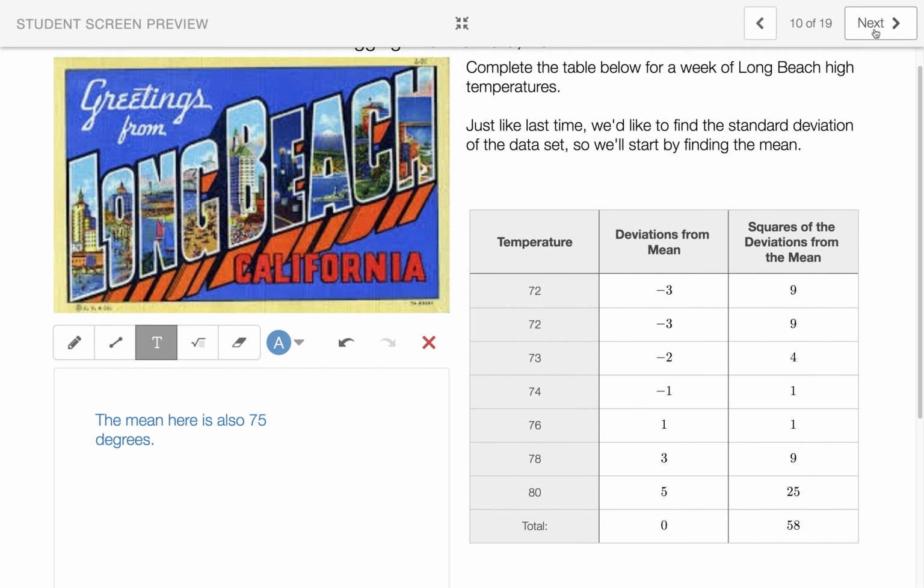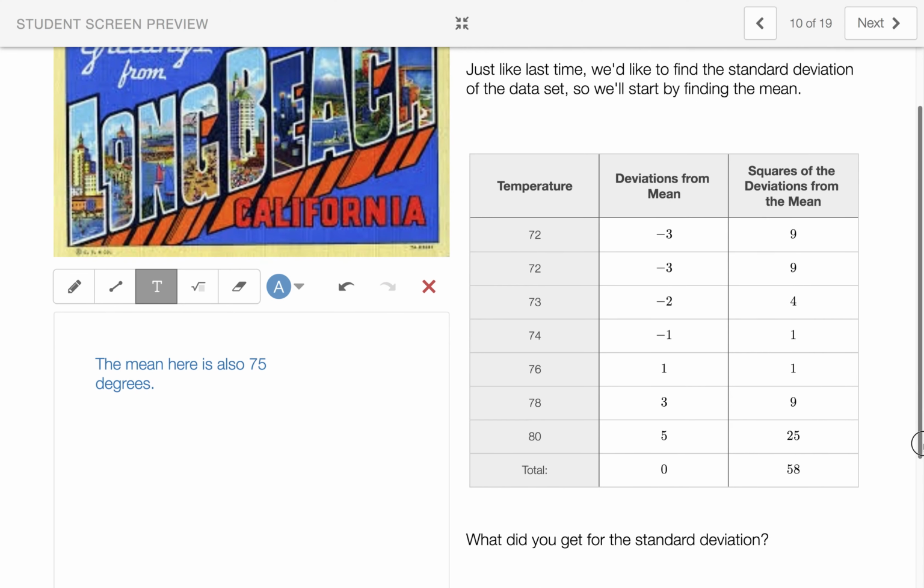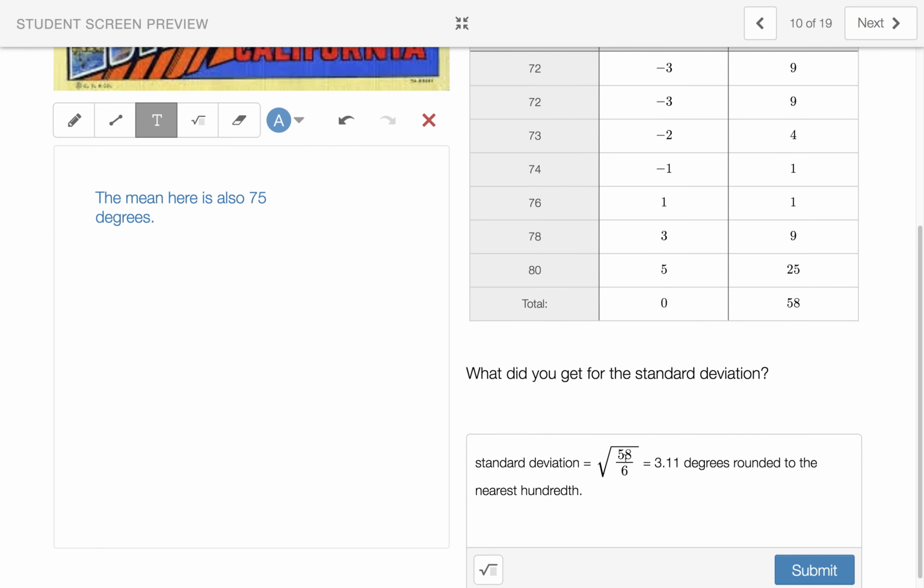So then we have Long Beach temperatures listed. We need to do exactly the same thing. The mean here is also 75. You should double check me on that, but it's meant to be the same thing. So we go through and find all of the deviations, all of the little gaps from the mean. When we add them together, we should get 0. When we square all of those deviations and add all of those together, I think we get 58. So this time when we find the standard deviation, we'll do 58 divided by 6, and then take the square root, and we'll get 3.11 degrees rounded to the nearest hundredth.